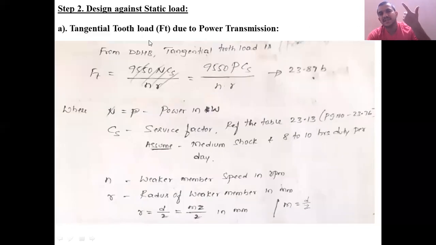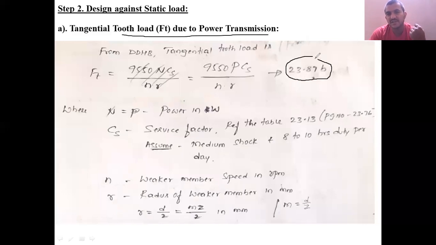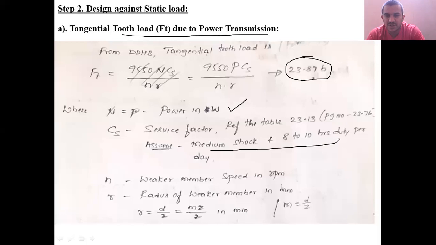Next, second step, design against static load. First, consider the tangential tooth load due to power transmission. As you know already, we use equation 23.87b. In this, P is power in watts. C suffix S is the service factor. If the data is insufficient, assume medium shock, 8 to 10 hours duty per day, and we can choose CS as 1.5.